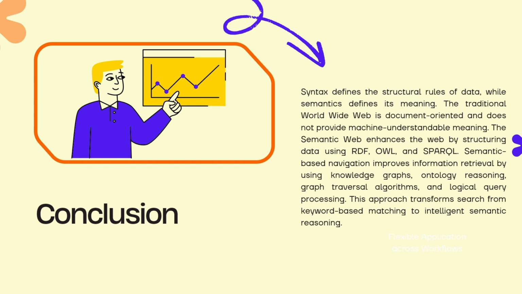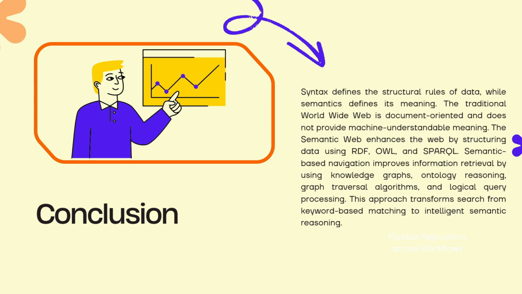The traditional World Wide Web was primarily focused on documents, lacking the capability to provide machine understandable meaning. This limitation has been addressed with the help of the semantic web, which utilizes technologies like RDF, OWL, and SPARQL. These tools allow us to structure data in a way that machines can interpret and use intelligently. Semantic based navigation leverages these structures to enhance how we retrieve information by employing knowledge graphs, ontology reasoning, and graph traversal algorithms. Also, logical query processing is involved.